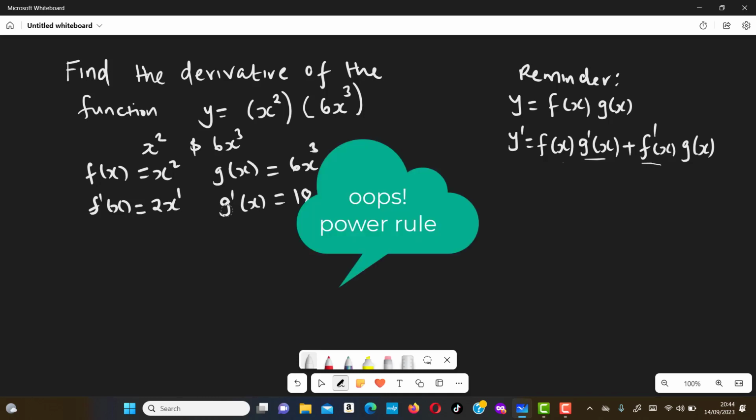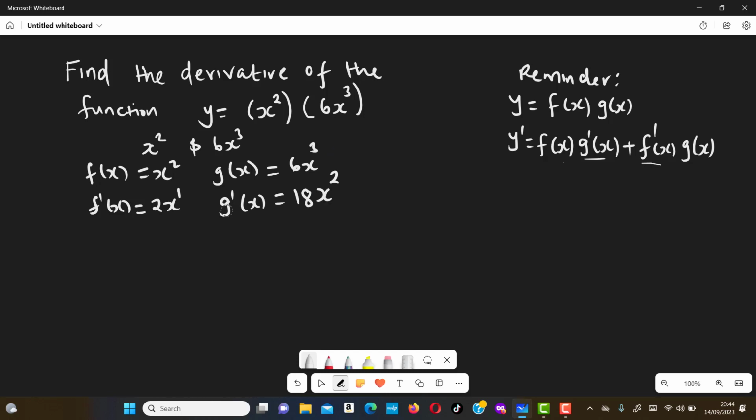I want you to refer to the videos in which I showed how to use the power rule to find the derivative of functions. I will put them in the description.